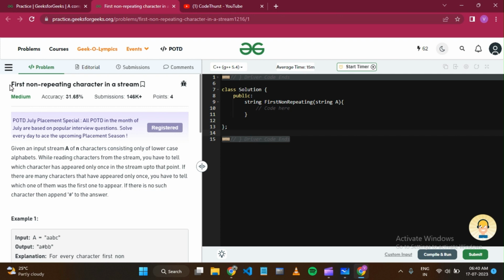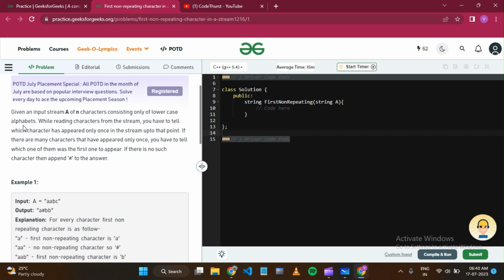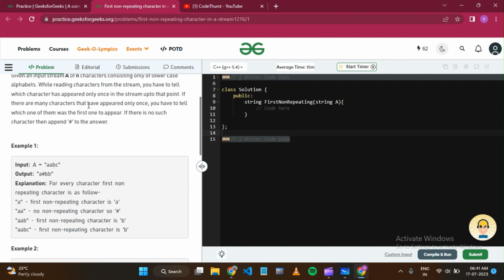The problem of the day is first non-repeating character in a stream. What we have to do is, we are given an input stream A of n characters consisting only of lowercase alphabets. While reading characters from the stream, you have to tell which character has appeared only once in the stream up to that point. If there are many characters that have appeared only once, you have to tell which one of them was the first one to appear. If there is no such character, then append hash to the answer.